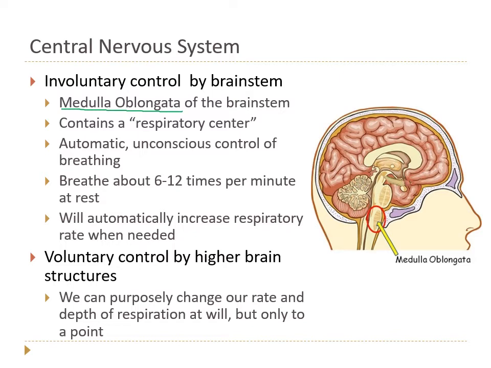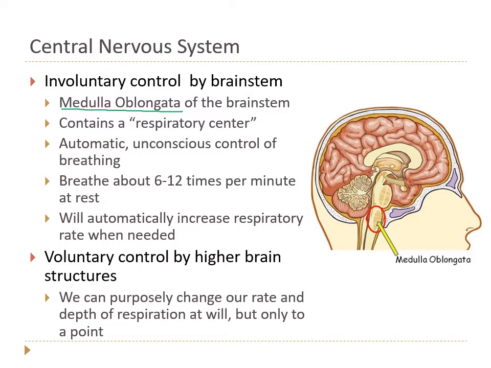We've talked about before how the medulla oblongata is kind of like your life support center. Last week we talked about how it activates the sympathetic or parasympathetic nervous systems to regulate heart rate, cardiac output, and blood pressure. It also has a respiratory center, which is responsible for that automatic unconscious breathing that we're doing all the time. Usually at rest, most people breathe somewhere between 6 to 12 times per minute.